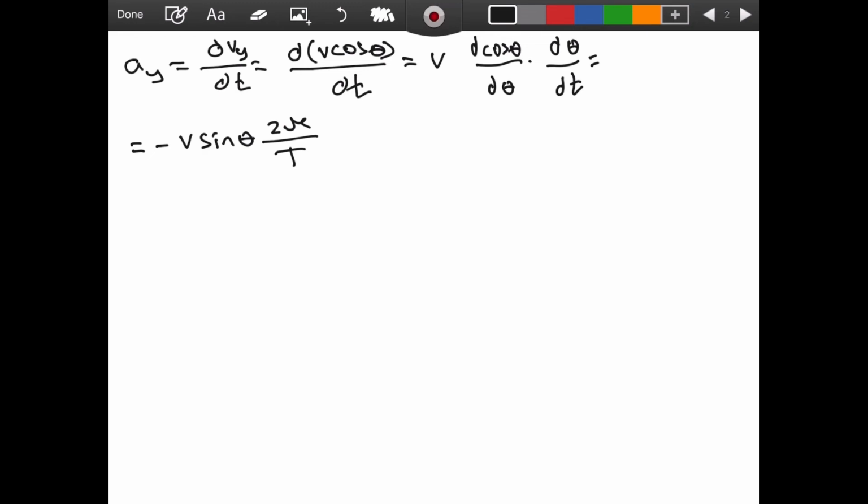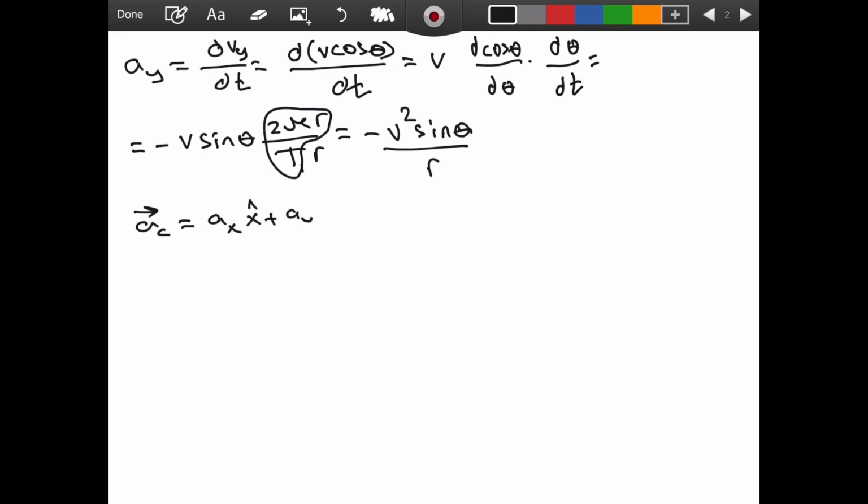If we multiply the top and the bottom by r, we will have v here, so we say v squared sine of theta all divided by r. And now we have finally found the components of our acceleration vector. So let's write it. Our acceleration vector, which we called centripetal acceleration, is simply ax in the x direction plus ay in the y direction.